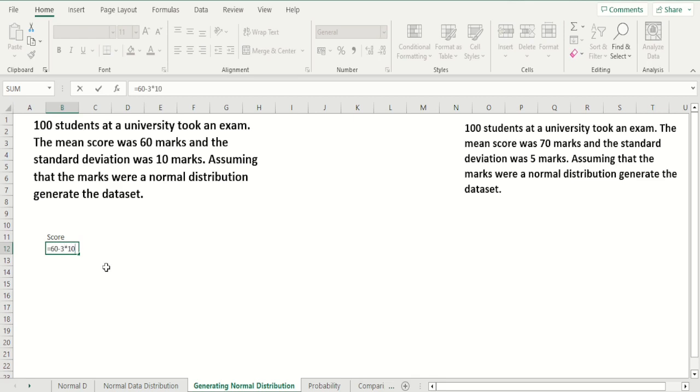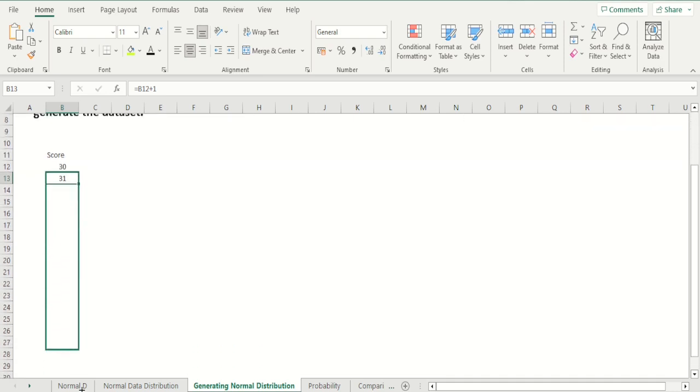So 60 minus 3 into 10, that would in effect be the lowest score of the distribution. And then this distribution will keep on going all the way till mean + 3 standard deviations. So how do we do that? Let's say we just plot out the points between the lowest to the highest. So we're just going to drag this till we reach 90. Remember, 90 is going to be nothing but the maximum score of the distribution.